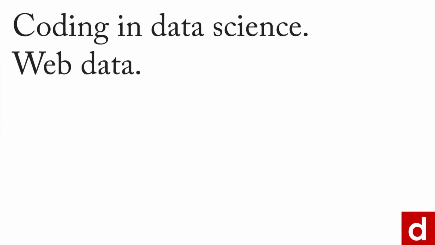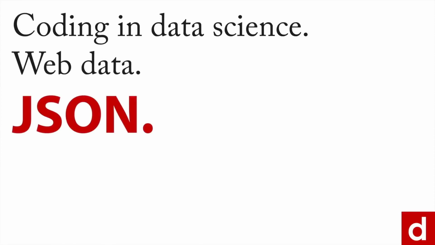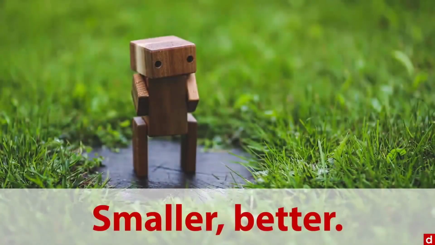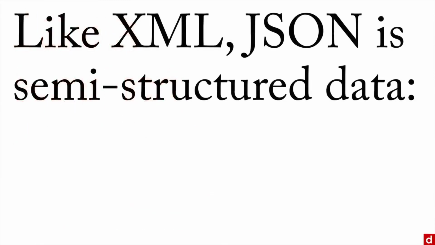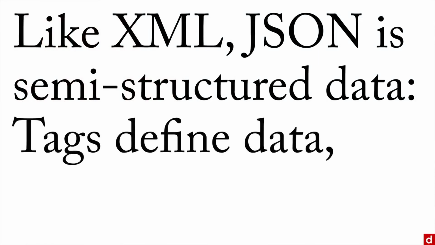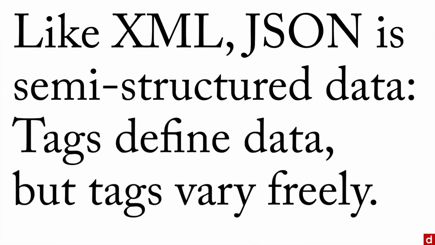The last thing I want to mention about coding and data science and web data is something called JSON. And I like to think of it as a version of smaller is better. Now, what JSON stands for is JavaScript Object Notation, although JavaScript is supposed to be one word. And what it is is that, like XML, JSON is semi-structured data. That is, you have tags that define the data so the computer knows what each piece of information is. But like XML, the tags can vary freely. And so there's a lot in common between XML and JSON.